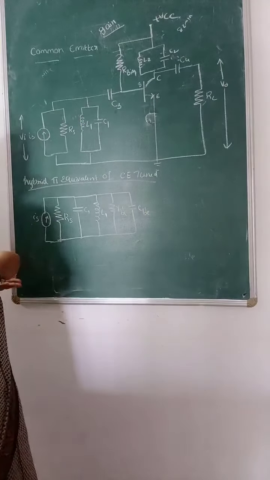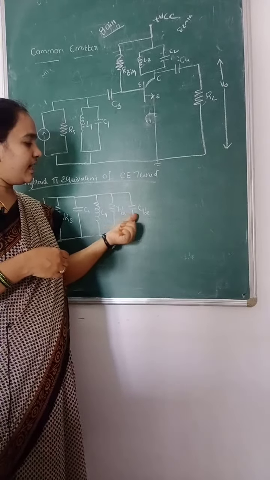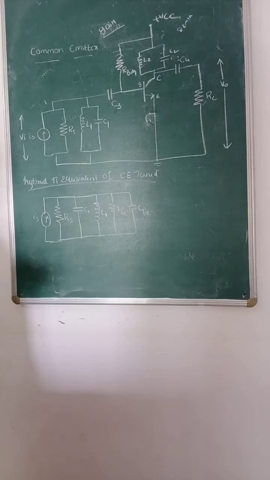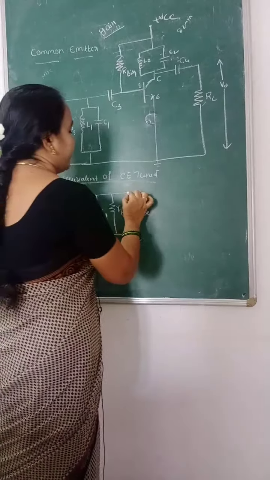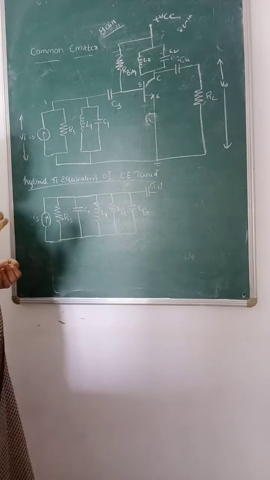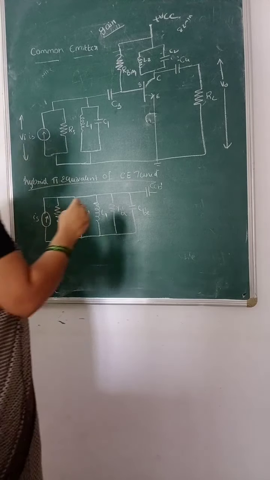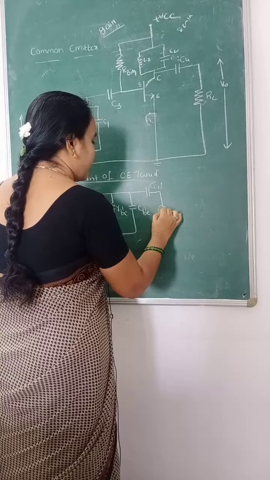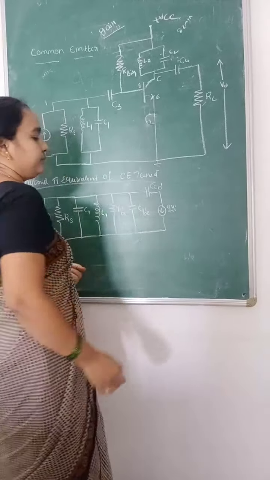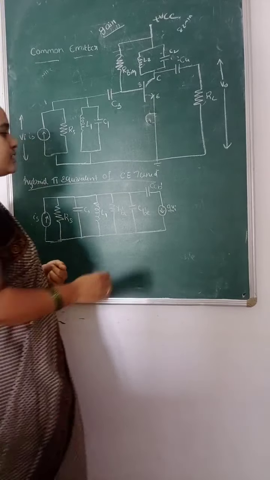So here RB-E is the resistance between the interbase terminal and the emitter terminal, and CB-E is the capacitance between the interbase terminal and the emitter terminal. And here we will have a capacitance called CCB-. So here CCB- is the capacitance between the collector and the base terminal. So here we will have a current source called GM into VI, where GM is the current gain and VI is the input voltage.